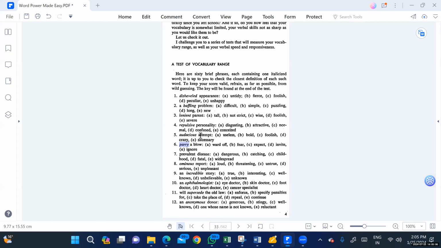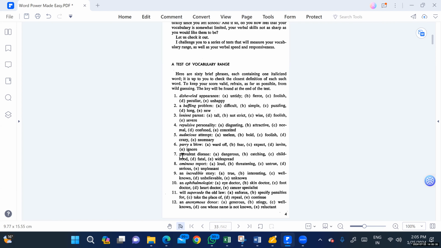So now, when I know that parry is coming from ward off, parry a blow, it tells me itself, ward off. Another one is prevalent disease. Okay, this is a prefix. Prevalent disease, we know. So now, the options: dangerous, catching, childhood, fatal, or widespread. Prevalent, we know.